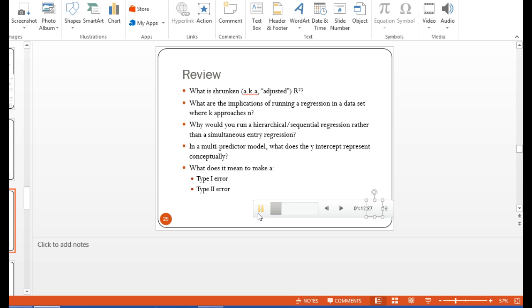We would run a sequential or hierarchical regression rather than a simultaneous one, probably when we have a lot of predictors and we want to group them in some way to understand the incremental variance that is added to the DV along the way. So there's some kind of sequence that we're interested in. For example, we may have a new therapy technique that we want to test, and we have some demographic variables that we believe will be important to predicting the DV.